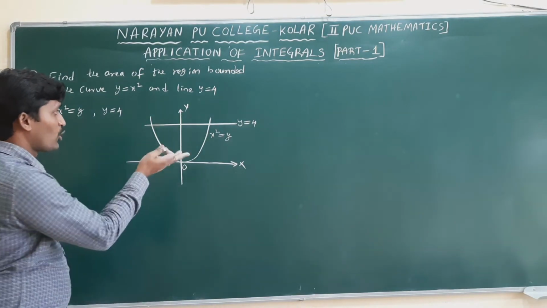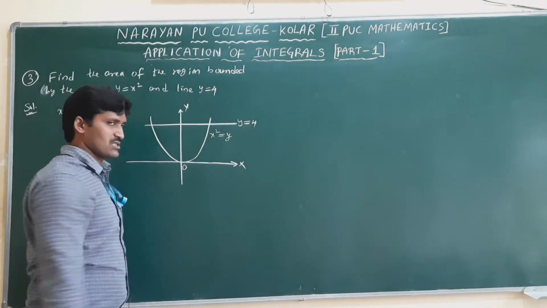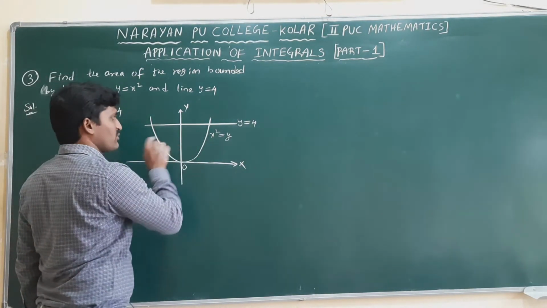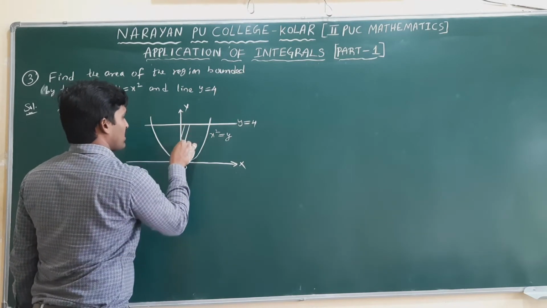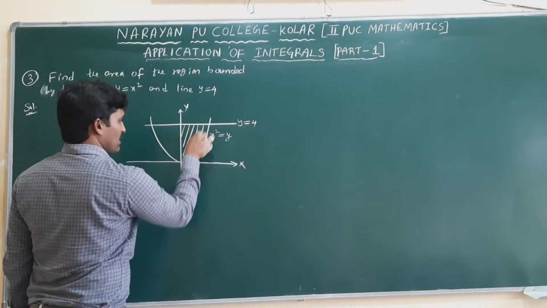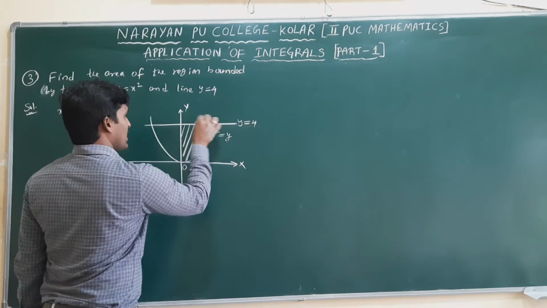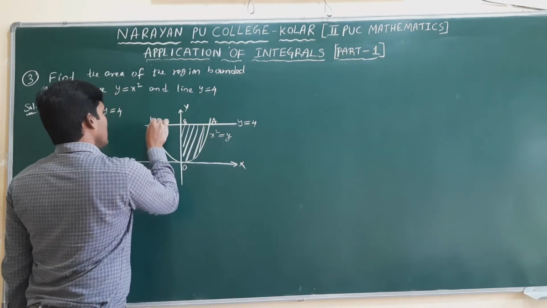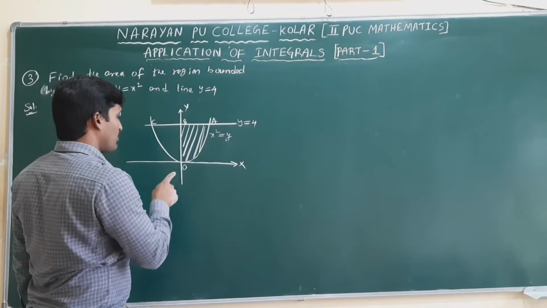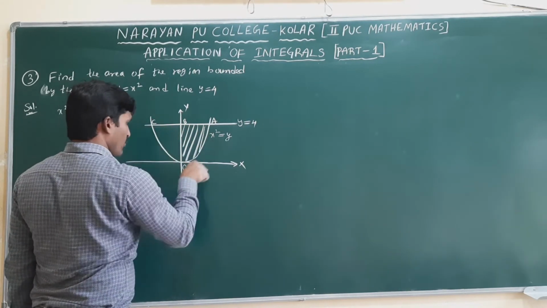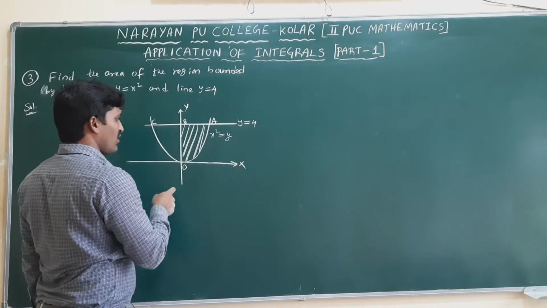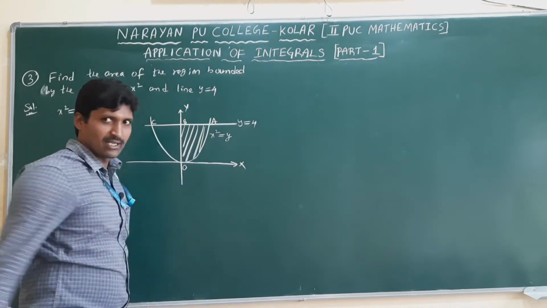Here we need to find both areas, since it is not mentioned only the first quadrant. That means both areas we need to find. But I will find one part and we will double it. This region I will take as O, A, B, and this is C. We need the complete area, OABCO, but I will take 2 times OABO only.